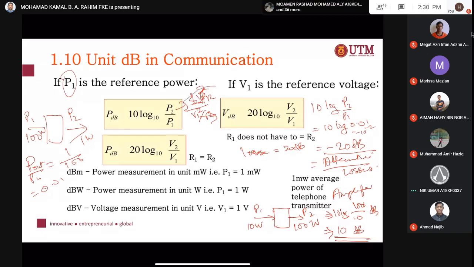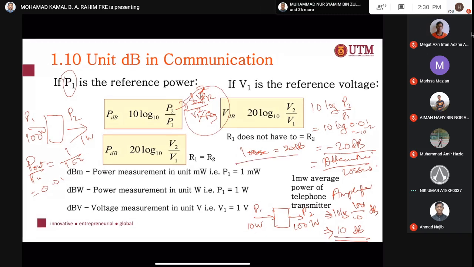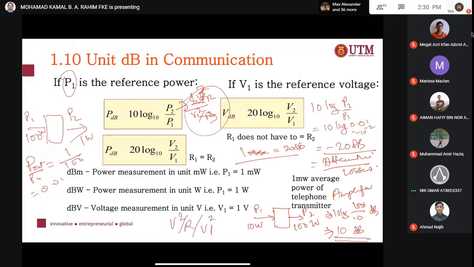From here you see, I've scribbled everything. So you can see that you have V squared over R, this one over V squared over R. Of course, this one is V2, this one is V1. So R and R cancel. So you bring the 2 here, so you have V2 over V1 squared. So you bring the 2 to the 10 log, so you have 20 log V2 over V1.